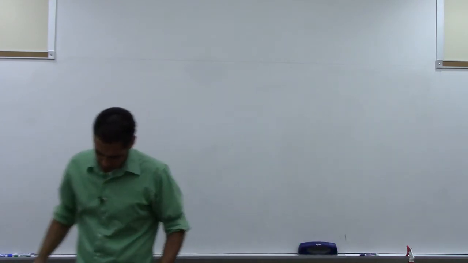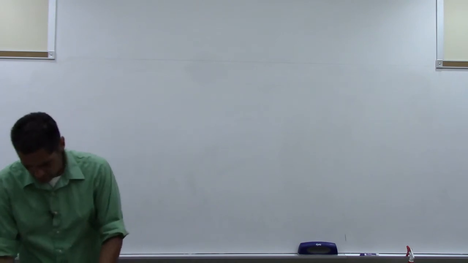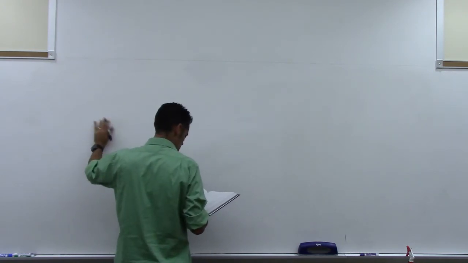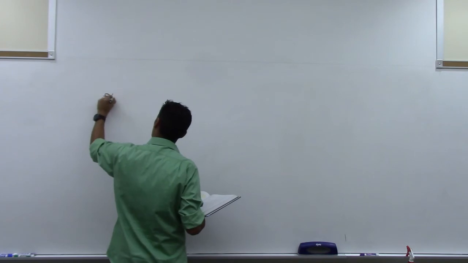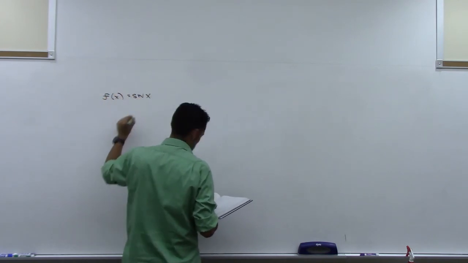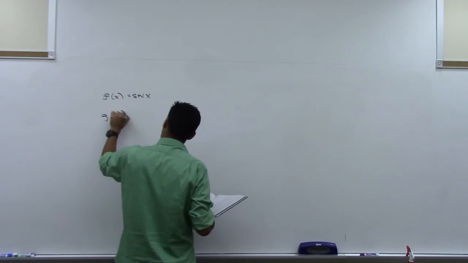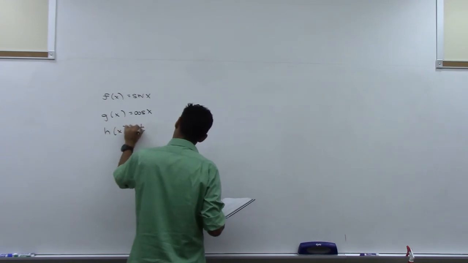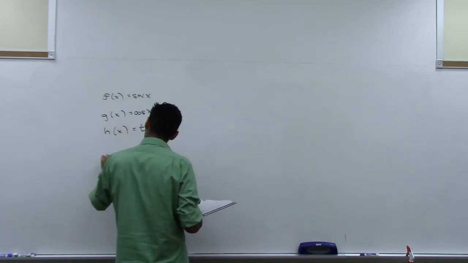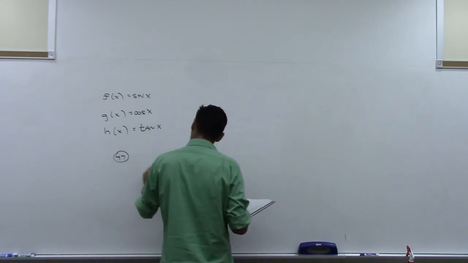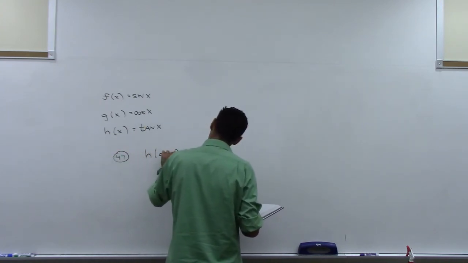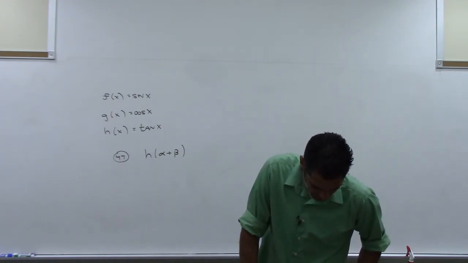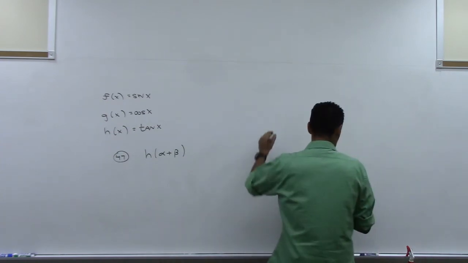All right, 47. 47 looks weird. All right, 47, they tell you that f of x is sine x, g of x is cosine x, and h of x is tangent x. And for 47, they say, find h of alpha plus beta. Oh, and they give you pictures. Oh, geez, I didn't see that. Okay, they give you pictures.